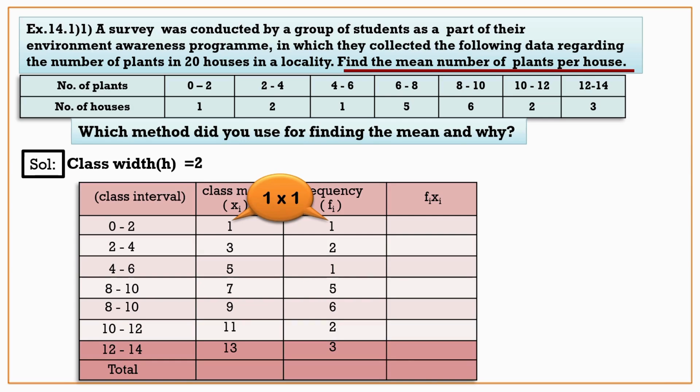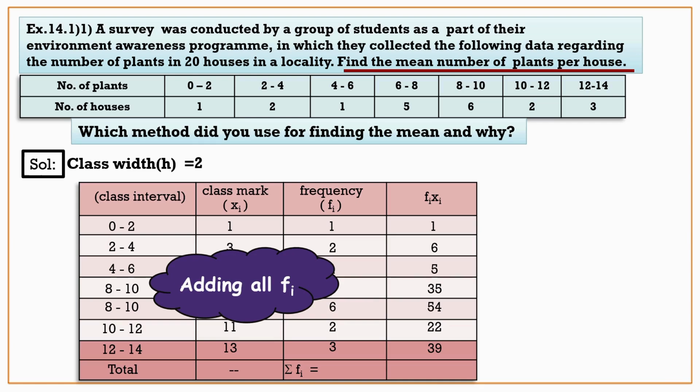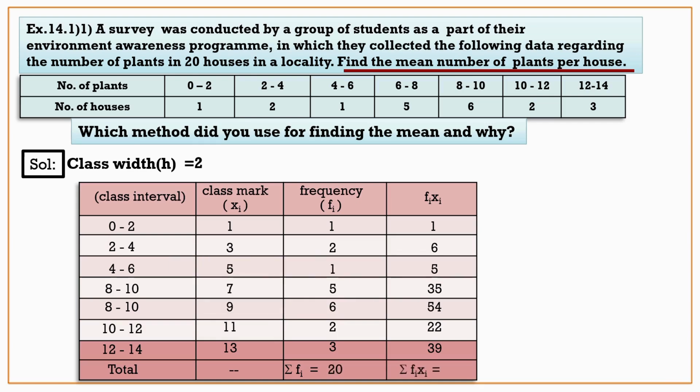Now, to find the fi xi, what we need to do? We need to just multiply the class mark with the frequency for each row, and put that value. So 1, then comes 6, then comes 5, then comes 35, then we have 54, then we have 22, and finally 39. Now what we need to do? We have to find the summation of fi, that is the sum of all the frequencies. If we add all the fi, then we will get 20.